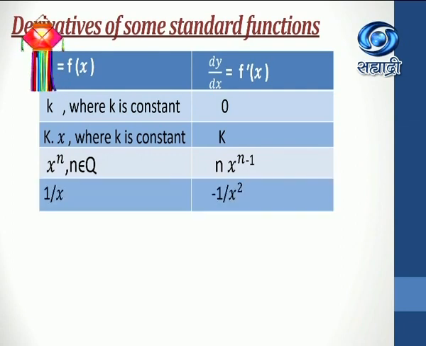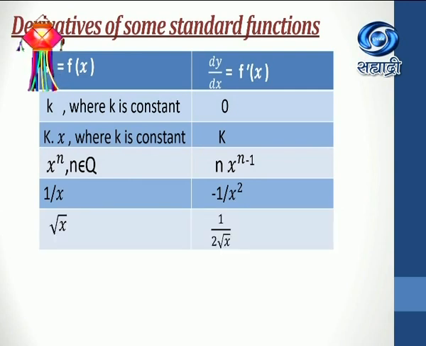Next function is 1 upon x. Derivative of 1 upon x is minus 1 upon x square. Root x, derivative of root x is 1 upon 2 root x. These two derivatives, derivative of 1 upon x and derivative of root x, are obtained by using the formula of x raised to n, because 1 upon x we can write as x raised to minus 1 and root x means x raised to 1 by 2.